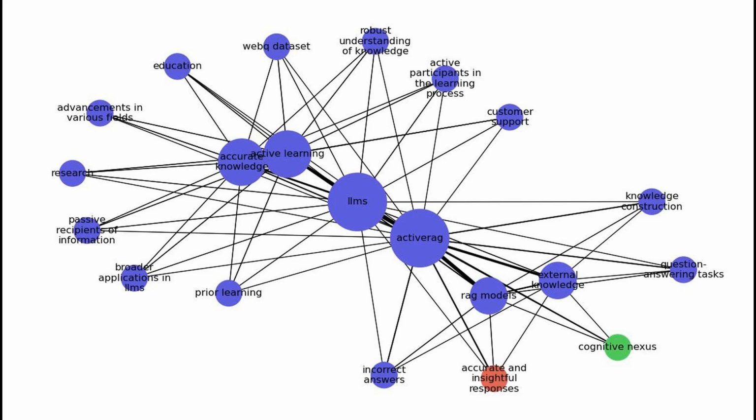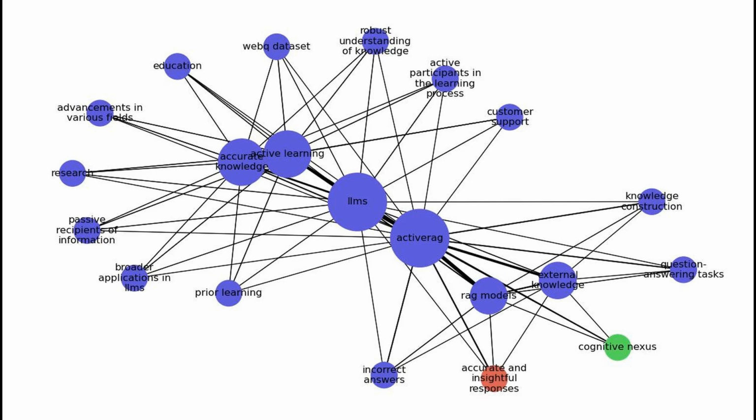To put this in perspective, traditional RAG models often struggled with ambiguous or irrelevant information, which could lead to incorrect answers. In contrast, ActiveRAG combines mechanisms like knowledge construction and cognitive nexus, allowing LLMs to better understand and integrate new information with what they already know. This results in more accurate and insightful responses.